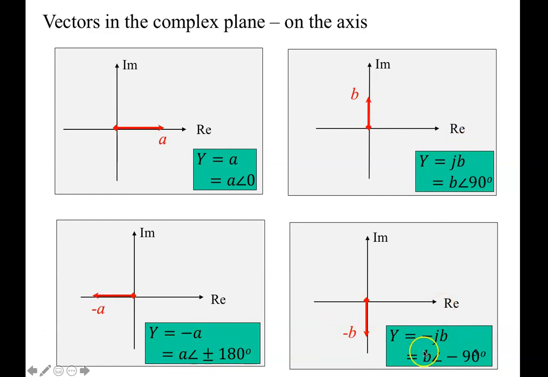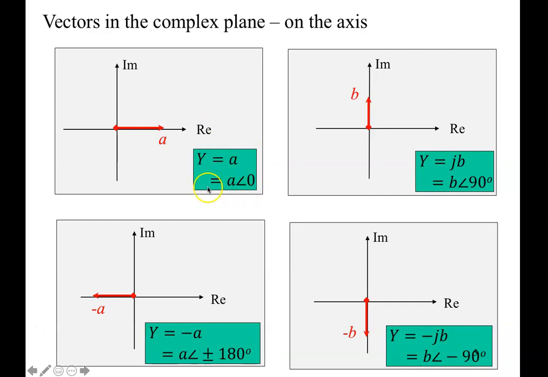Minus jB has magnitude B and angle minus 90, sorry. So from there to there, that's minus 90 degrees. But the magnitude, the length of that number, is B. So minus jB is the same as B angle minus 90 degrees.